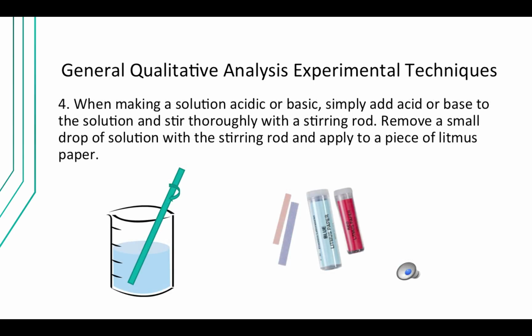When making a solution more acidic or basic, you simply have to add acid or base to the solution and make sure you stir it thoroughly so that the whole thing is mixed up. You then start by taking your stirring rod and you remove a small drop of the solution with the stirring rod, and then you apply that drop to a litmus paper, and then you observe what happens. Never take the litmus paper and directly put it into the beaker, because it's not how we test whether something is acidic or basic.